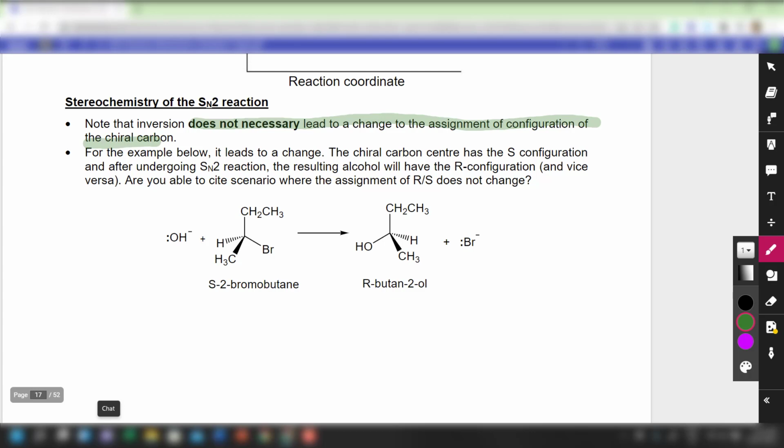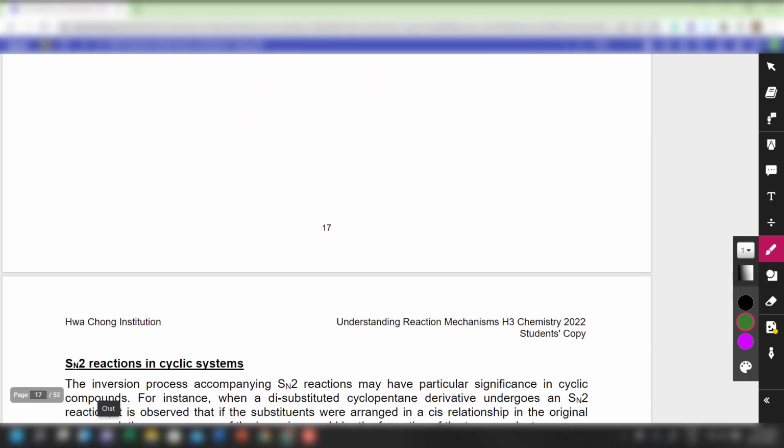So again, if you are quite confused, then I think it is good to review, number one, the naming of RS configuration, and of course number two, the drawing of the mechanism of SN2. As long as you showcase the rear attack which results in inversion of stereochemistry, I think that should be fine. Okay.